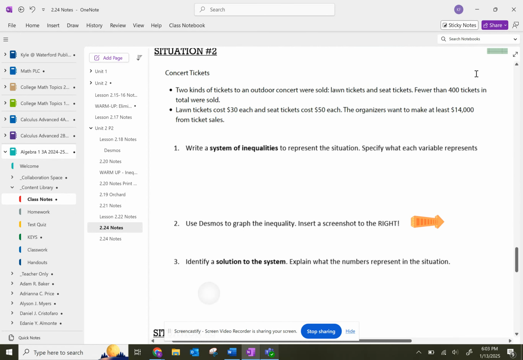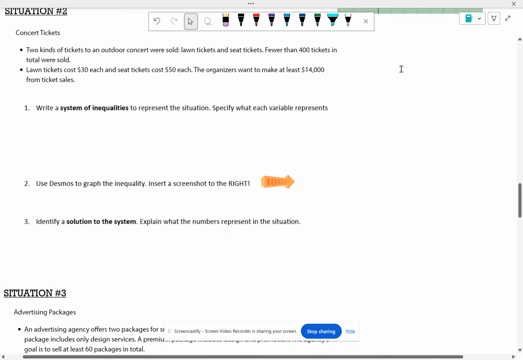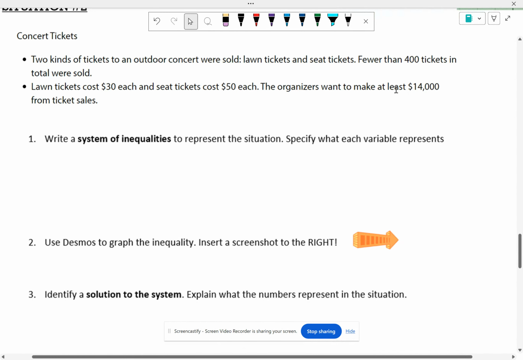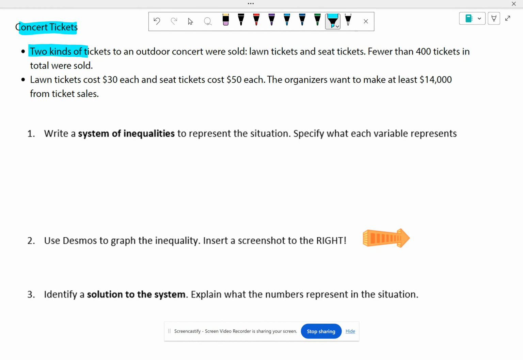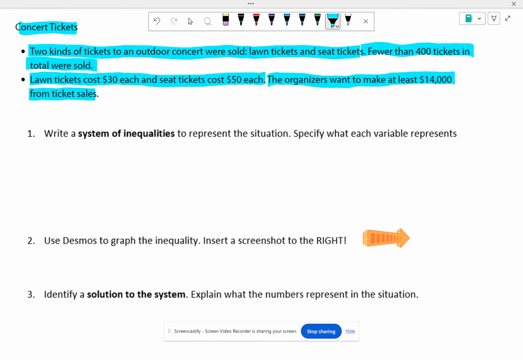So let's look at another example where we go to a nice fun concert. Perhaps another Taylor Swift showing. Okay, so at concert tickets, two kinds of tickets to an outdoor concert were sold. There's lawn tickets and seat tickets. Fewer than 400 tickets in total were sold. Lawn tickets cost $30 each, and seat tickets cost $50 each. The organizers want to make at least $14,000 from ticket sales. So we want to write a system of inequalities to represent the situation and specify what each variable represents.